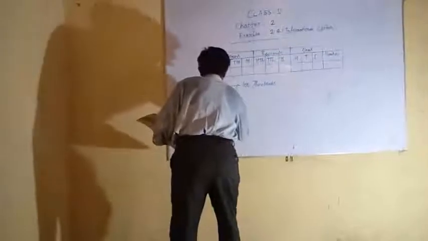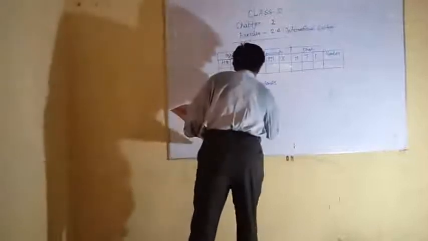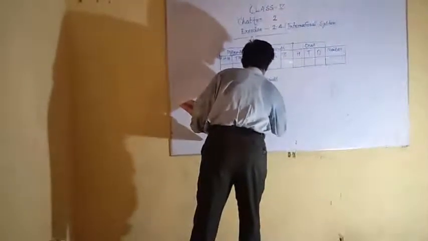1 crore, 1 crore is equal to what? 10 million. And 10 lakh is equal to 1 million. And 10 crore, that is equal to what? 100 million. It is your abbreviation.